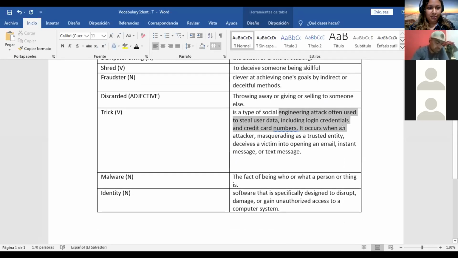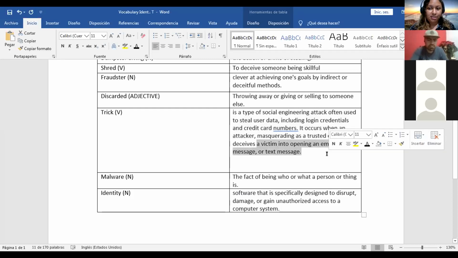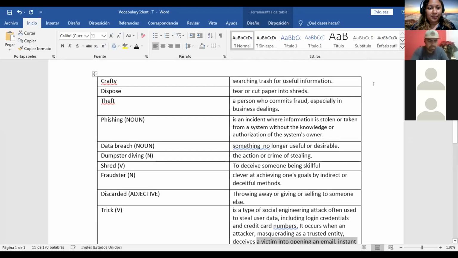And what type of data do they steal through phishing? They steal your credit card, debit card, your bank account. Yes, your information is just one click away from being stolen. You just have to open your email, an instant message, or a text message so that your information is stolen. Very good.